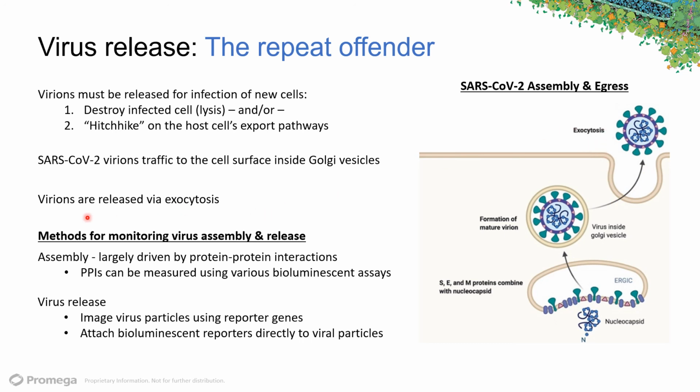And again, like other stages, there are applications here for different reporter assays and bioluminescent reporter assays. So the assembly process is again largely driven by protein-protein interactions, which can be measured using different bioluminescent assays. Virus release can be assayed using imaging techniques with virus particles that incorporate different reporter genes. Or it can be possible in some circumstances to attach reporter genes or reporter proteins, including bioluminescent reporters, directly to the viral particles as a means to track those particles.